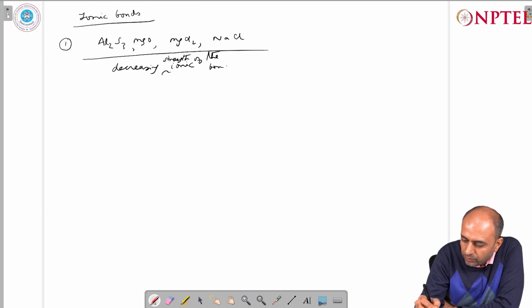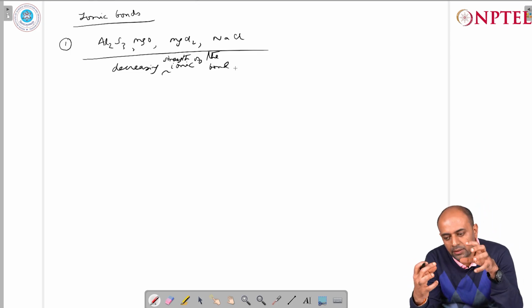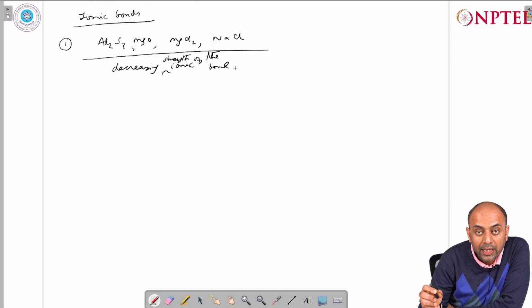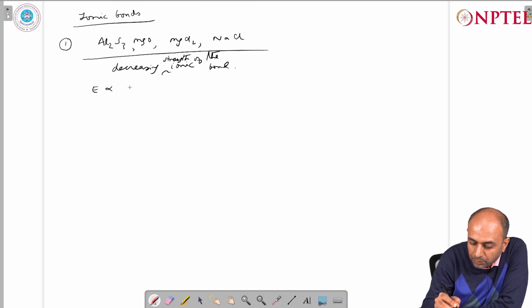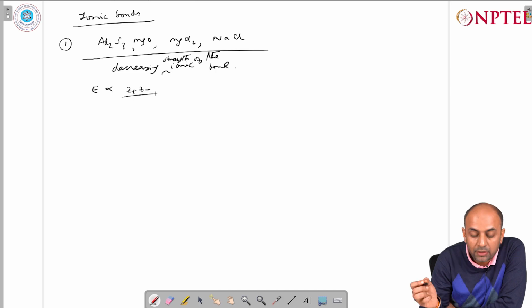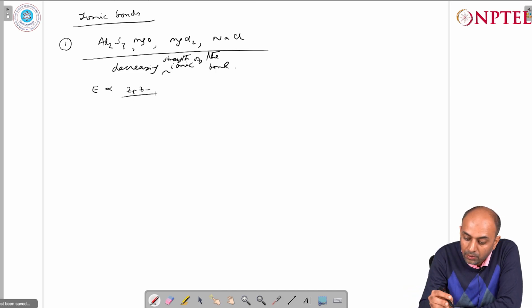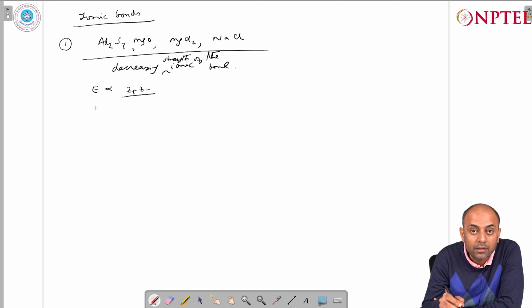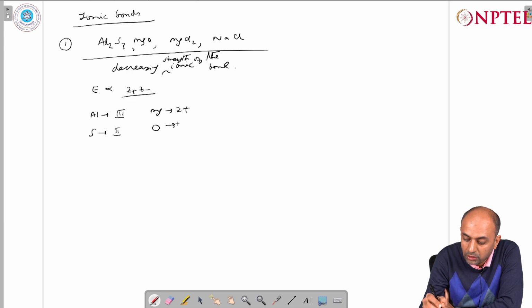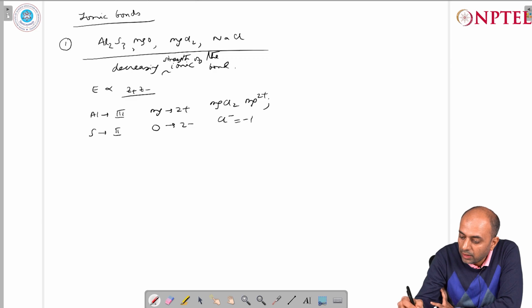of the ionic bond. So we know that the ionic bond exists between the cations and the anions of opposite charges. And we also know that the energy of the interaction is proportional to the product of the charges on the cation and the anion. In case of aluminum sulfide, the charge on the cation is 3 and the charge on sulfur is 2. In case of magnesium oxide, magnesium is 2 plus, oxygen is 2 minus. In case of magnesium chloride, chloride is minus 1, whereas magnesium is 2 plus. And in case of sodium chloride, it is plus 1 and minus 1.